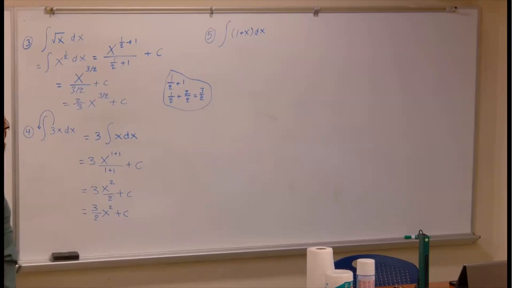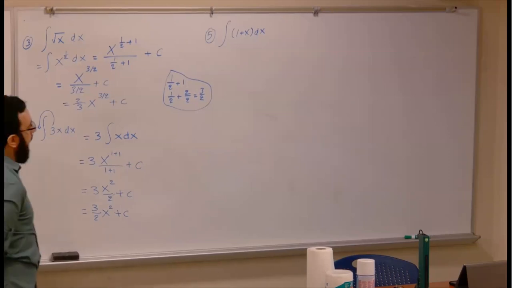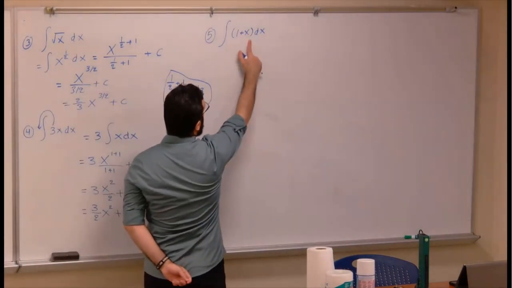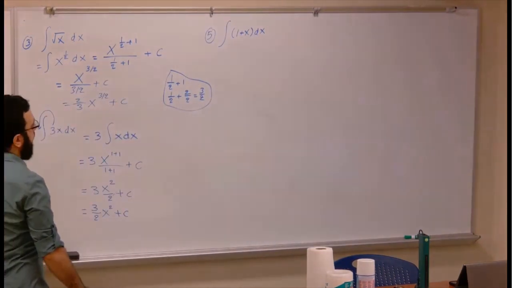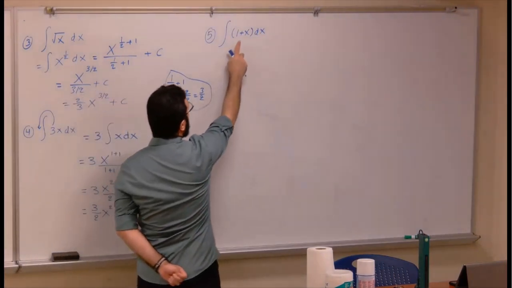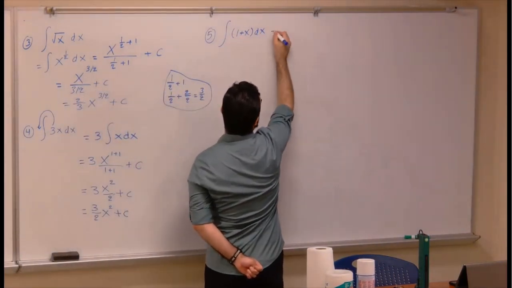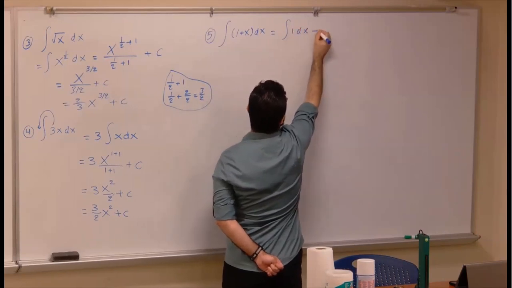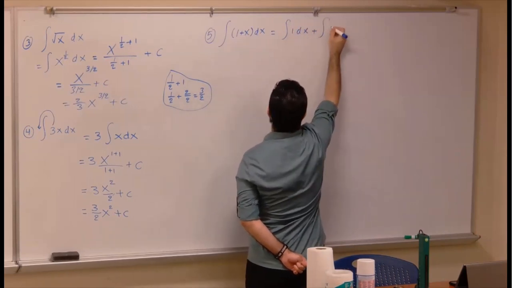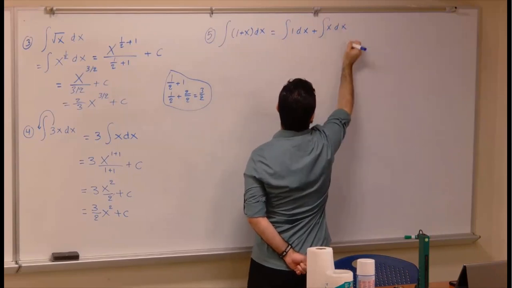Number 5, the integral of 1 plus x. Be careful, this is two functions, 1 and x. We're going to use the second rule. If we have the integral of the sum of two functions, this one is going to be equal to the integral of 1 dx plus the integral of x dx.